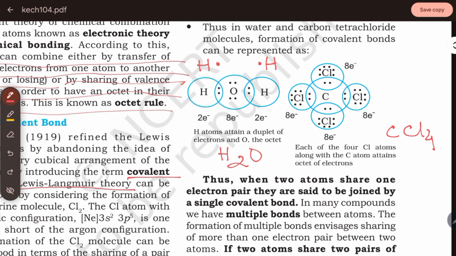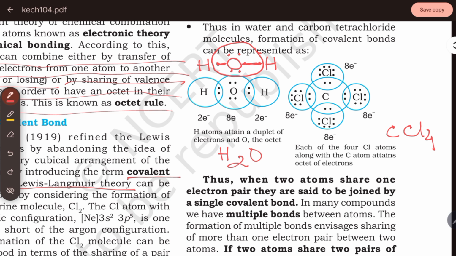Now if hydrogen gets another electron, it will get a duplet configuration, helium-like configuration. And oxygen, it has 6 valence electrons. So 1, 2, 3, 4, and I am drawing this 5th here and the 6th here. Why? Because this is shared. This is shared. Now you notice oxygen has its own 6 and 2 from the 2 hydrogen, and it is telling I have 8 now. So I have octet configuration.